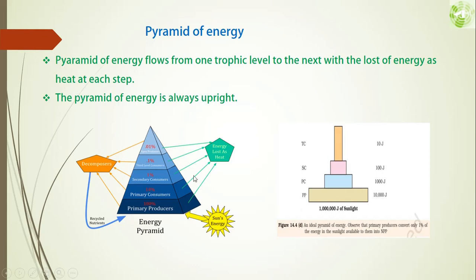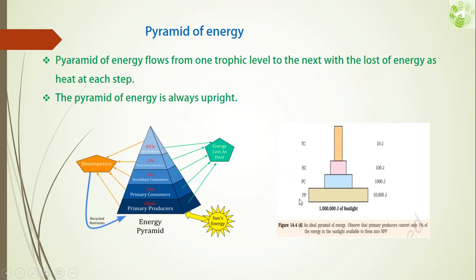Here in the diagram, the primary producer has 100% of energy, of which 90% is lost when it reaches the primary consumer level. And when it further goes to the secondary consumer, it loses again 9%, and it retains 1% of energy. In this way, energy is lost successively as it goes from one trophic level to the next, and it maintains an upright kind of pyramid.